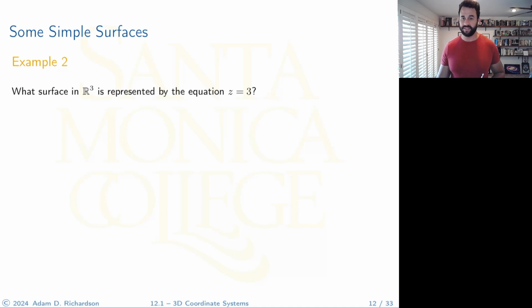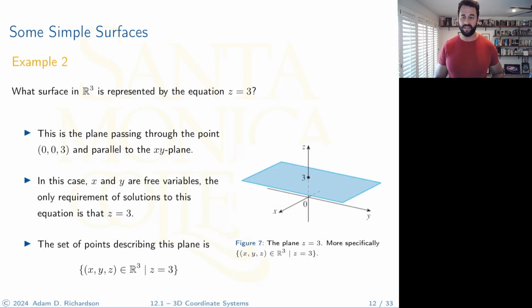All right, now let's take a look at it together. So in this case, the equation z equals 3 is describing a plane, and it's a plane that passes through the point (0, 0, 3), and it's parallel to the xy plane. So this is a picture of what that plane looks like. Just a flat sheet in three-dimensional space that crosses the z-axis right there.